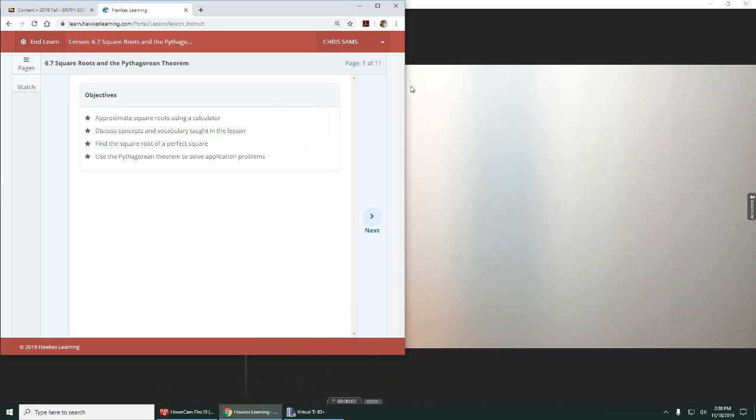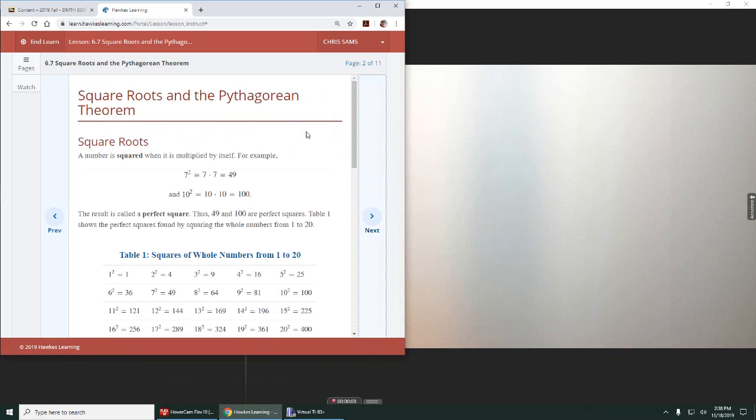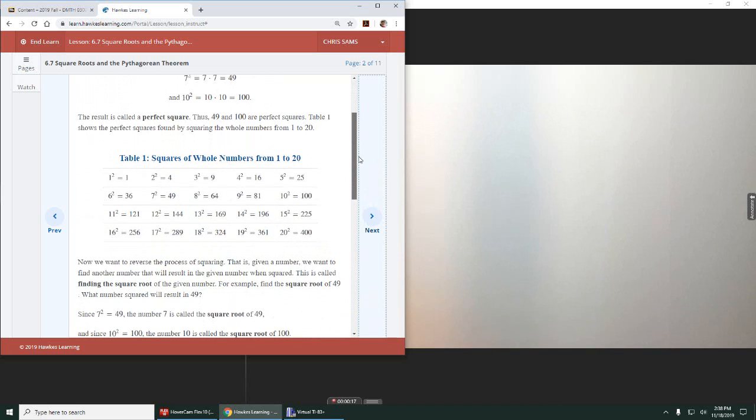All right, 6.7, we're going to be going over a familiar topic, the Pythagorean theorem. I think many people know this, even if they're not great at math. Okay, so we're going to be doing a few things. We're going to be approximating some square roots, and we're going to be applying the Pythagorean theorem.